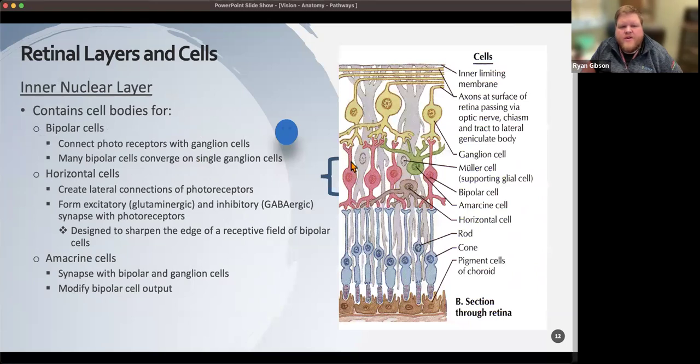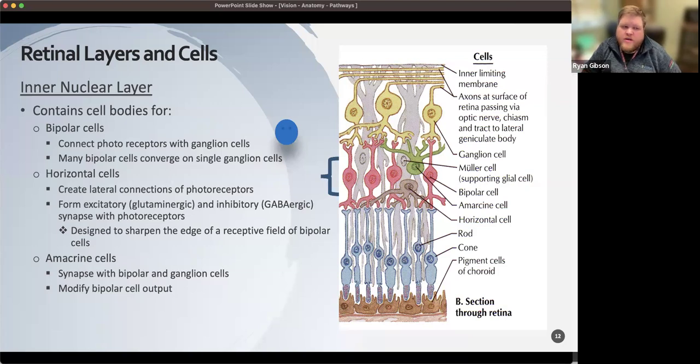So what cells are in this inner nuclear layer? Remember that outer nuclear layer was the nuclei of our rods and cones. This inner nuclear layer is our bipolar cells. These guys are basically converging on multiple ganglia, and they are connecting ganglion cells, which really are functional units of the optic nerve, and they are connecting the rods and cones. So think of the bipolar cells as middle management. They are connecting the rods and cones to the cells that will soon form the optic nerve.